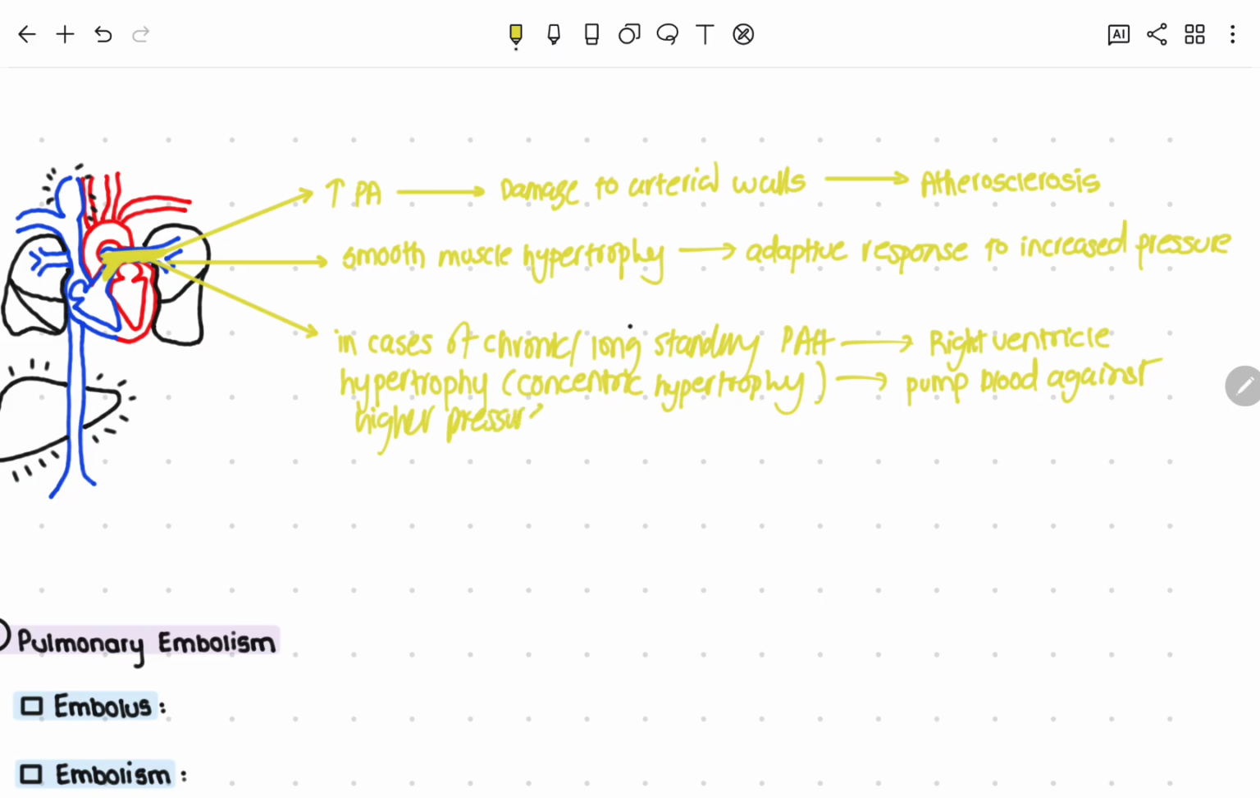However, if this long-standing pulmonary hypertension keeps going on after the heart has already adapted to it through hypertrophy, this adaptive response will also fail and will result in the right-sided ventricle dilating. So you will have dilated cardiomyopathy of the right side of the heart.